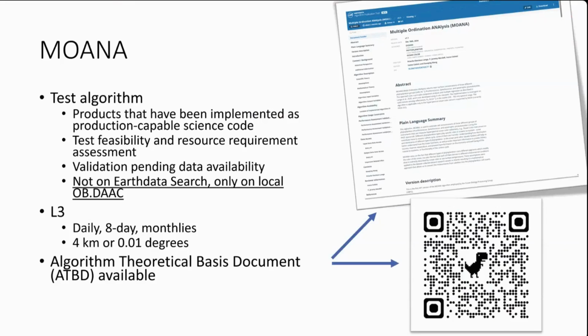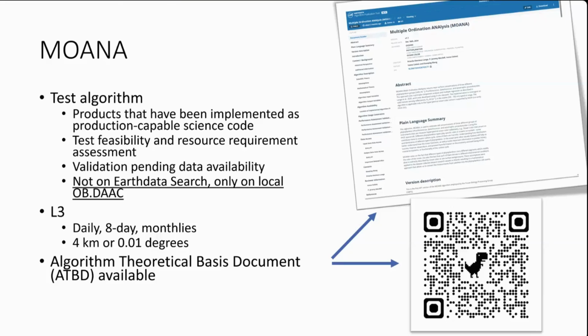However, in order for MOANA to get from being a test algorithm to a provisional algorithm, hence to not just be on our website, but so you can find it in Earthdata Search, it has to have this validation. And that's pending data availability. As soon as we validate it, we're going to move it over to Earthdata Search, where it's going to be easier for most of you to get this data. So for now, it's only local to our website.